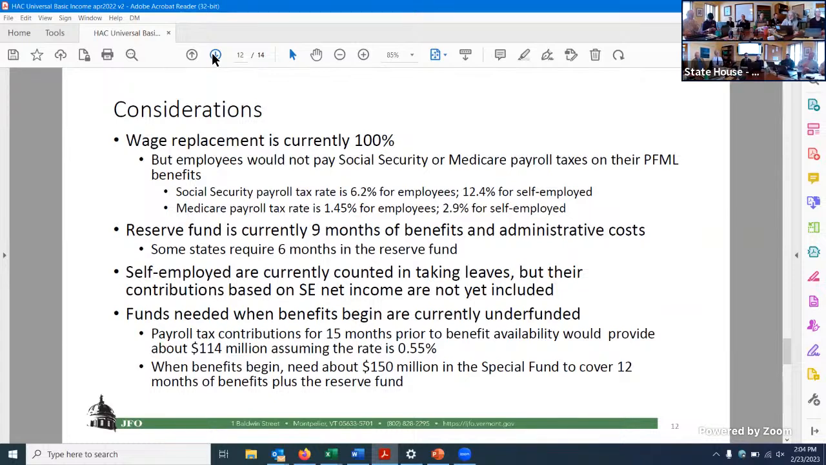I would also note that the reserve fund is currently set at 9 months of benefits and administrative costs. Many states use 6 months as their reserve. So that's another question for you all. Which states use 6 months as the reserve?